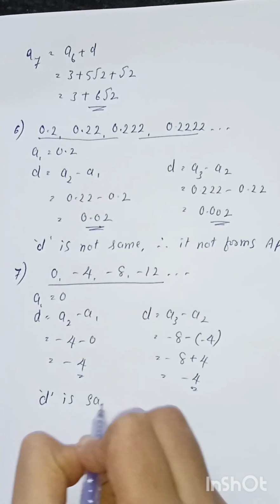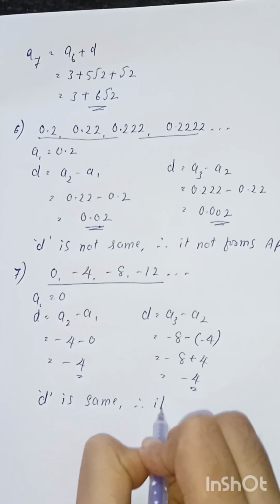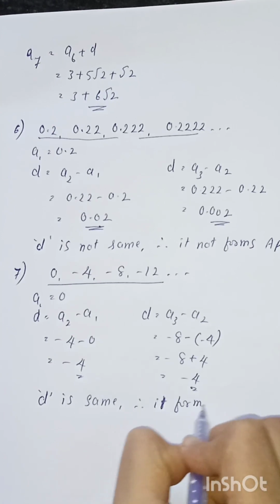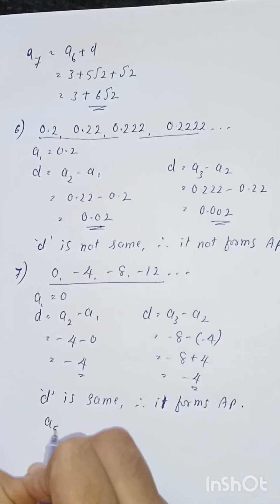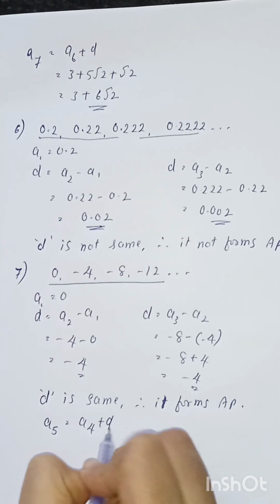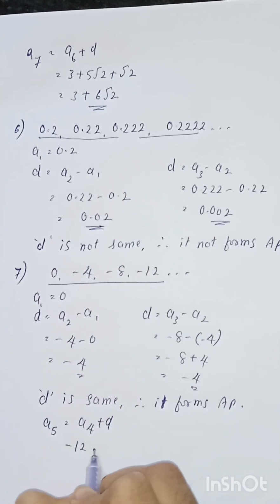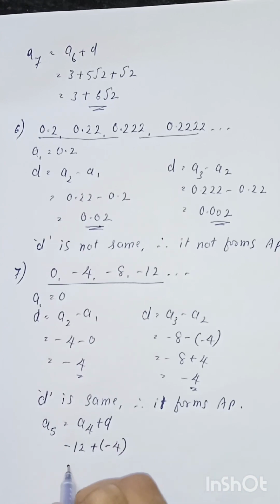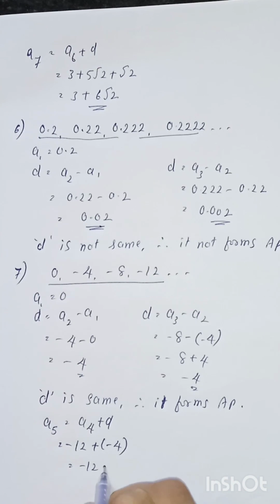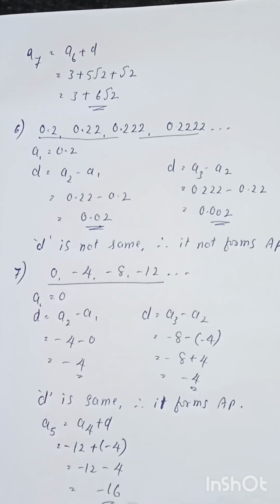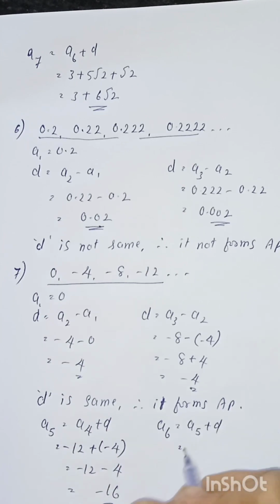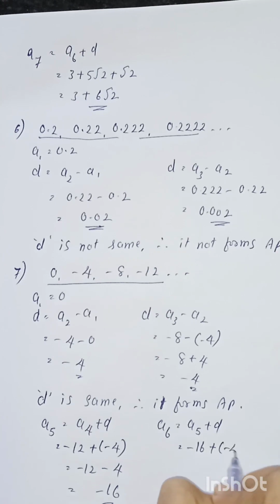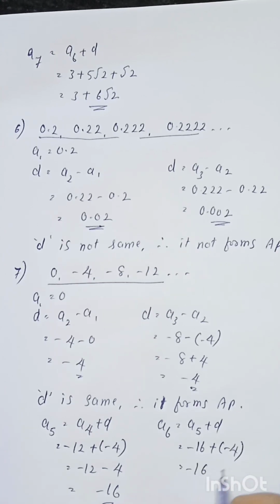D is the same, therefore it forms AP. The next three terms are, first one is A5, that is A4 plus D. What is A4? Minus 12 plus of minus 4, common difference. Minus 12 plus into minus, minus 4, your answer is minus 16. Then A6, A5 plus D. What is A5? Just we got minus 16 plus of minus 4. Minus 16 plus into minus, minus 4. Your answer is minus 20.